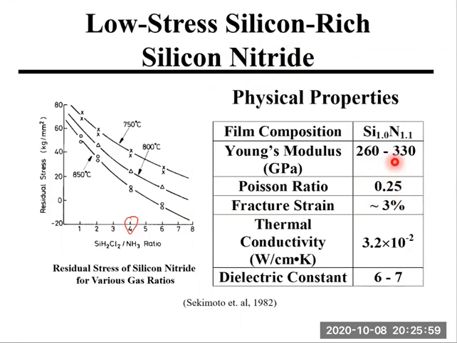That's the silicon nitride we typically use in MEMS. We do not use a stoichiometric silicon nitride, and we use this low stress silicon-rich silicon nitride. Its Young's modulus is between 260 and 330 gigapascal. Fracture strain 3%, very large. Dielectric constant somewhere between 6 to 7.